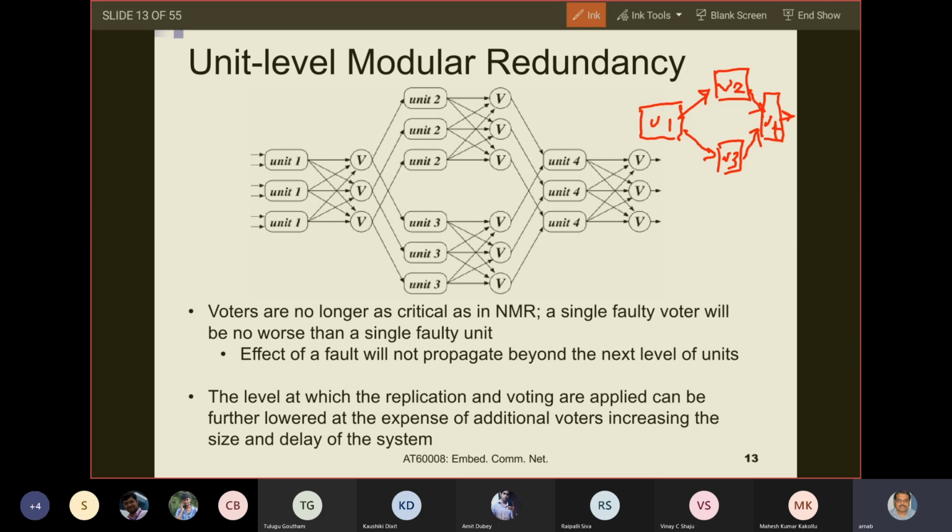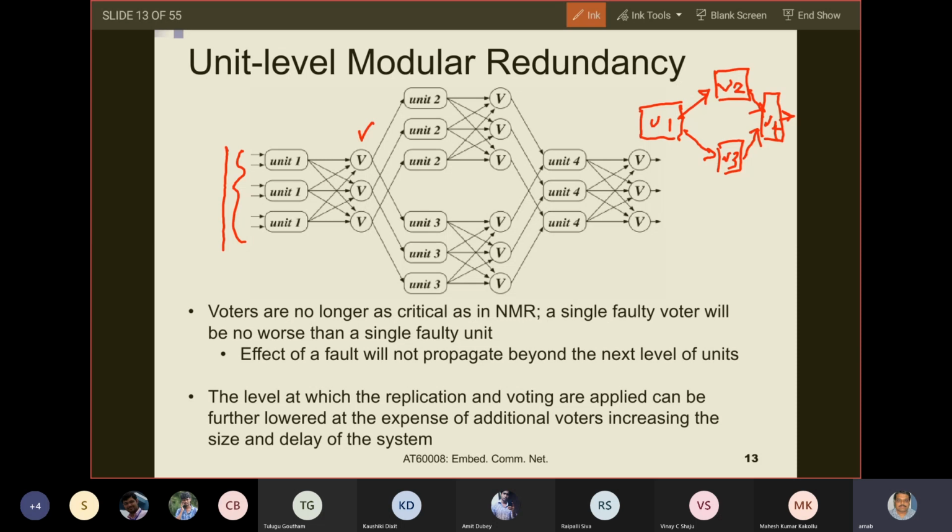So you see that on the left side we have 3 copies of unit 1. The 3 copies of unit 1 all take the same input from the environment. These are the inputs, and their outputs are fed to all the voters, and you have 3 voters. So all the 3 voters receive inputs from the 3 unit 1 outputs, right?